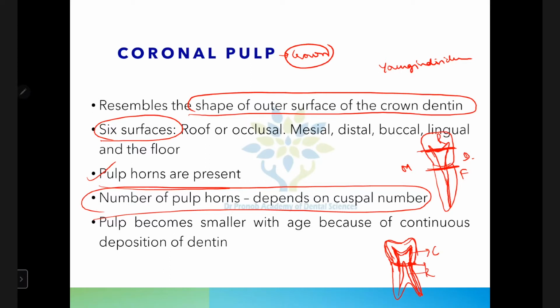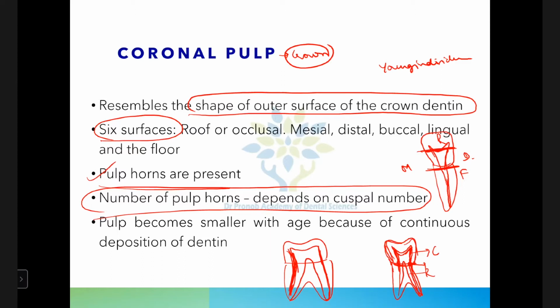Now, what happens is there will be continuous deposition of the dentine. Because of the continuous deposition of dentine, the pulp becomes smaller with age. If it is like this, because of the deposition of the dentine on the external surface, this pulp chamber is becoming smaller. So the pulp is becoming smaller because of the continuous deposition of dentine. Where is the dentine? It is peripheral to the pulp, the dentine is the outer layer of the pulp. So because of the continuous deposition of dentine, the pulp is becoming smaller with age.